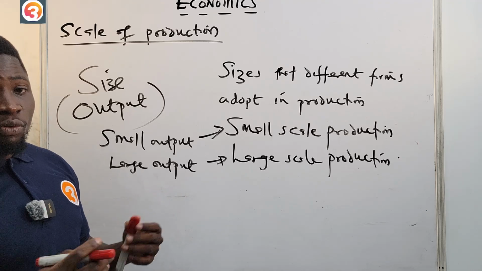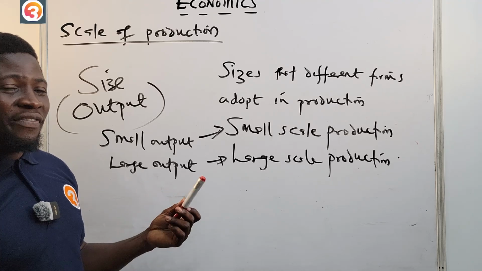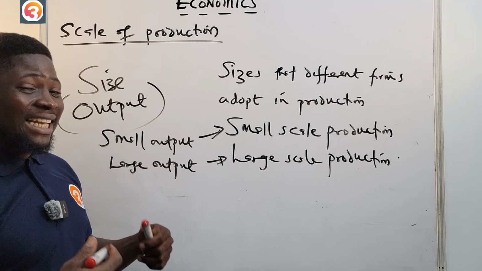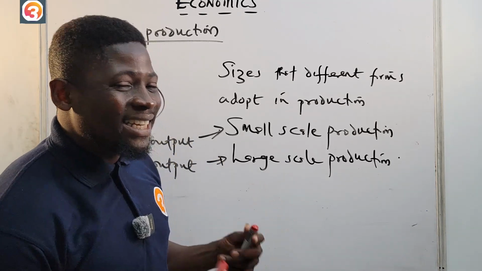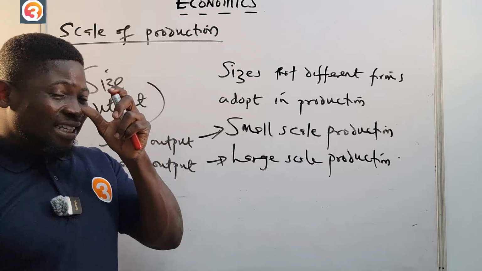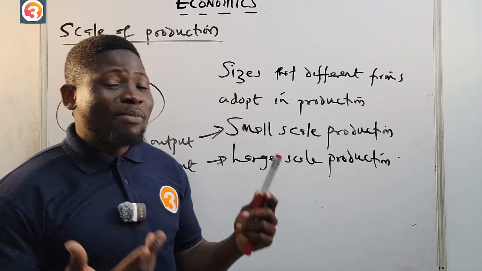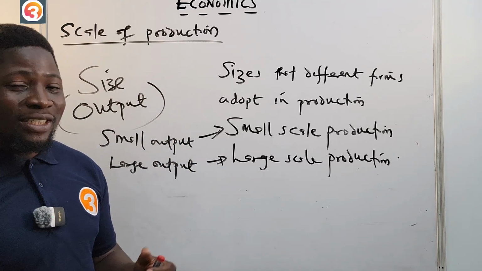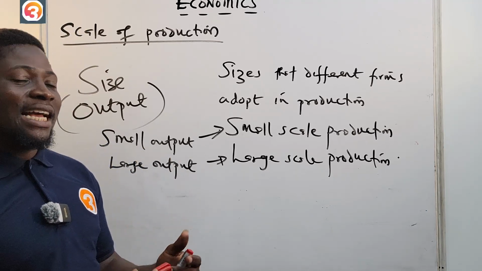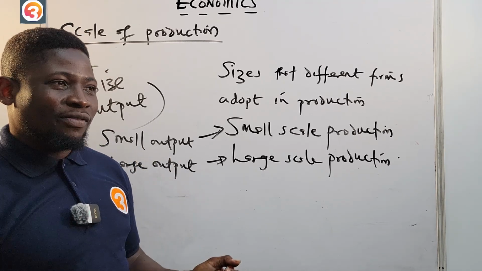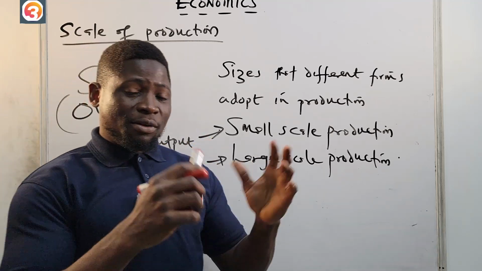So this is basically how it works. The goal of every firm is to increase their scale of production, because there are cost-saving measures involved with producing on a large scale. Next class we'll look at all of that.